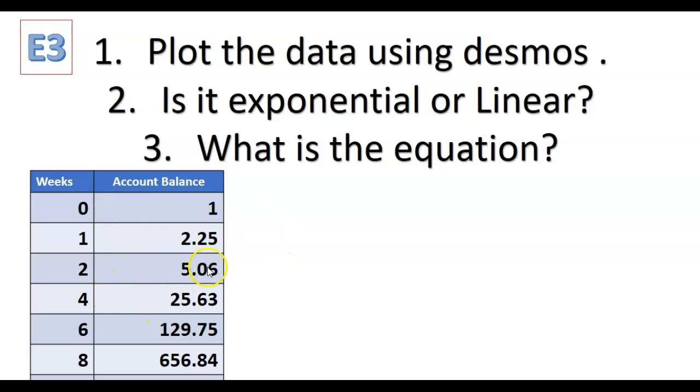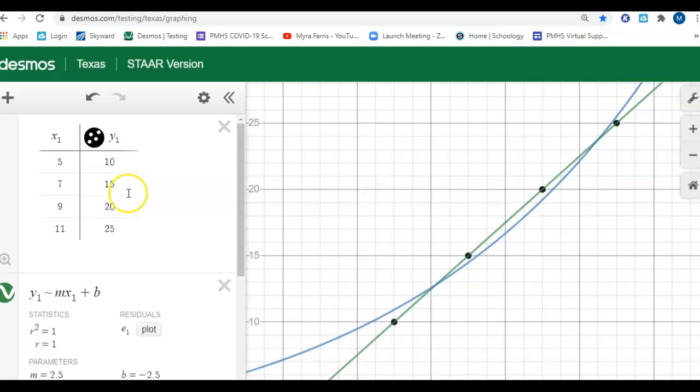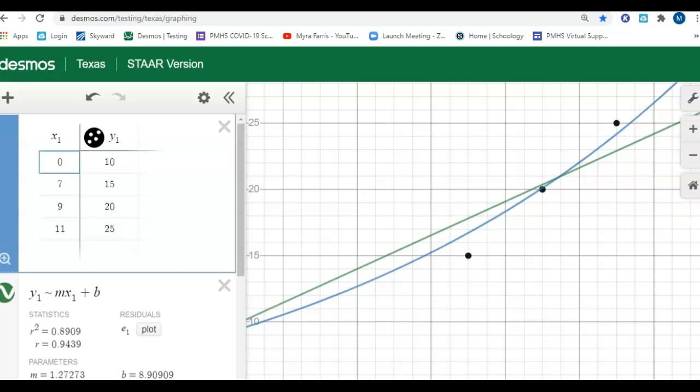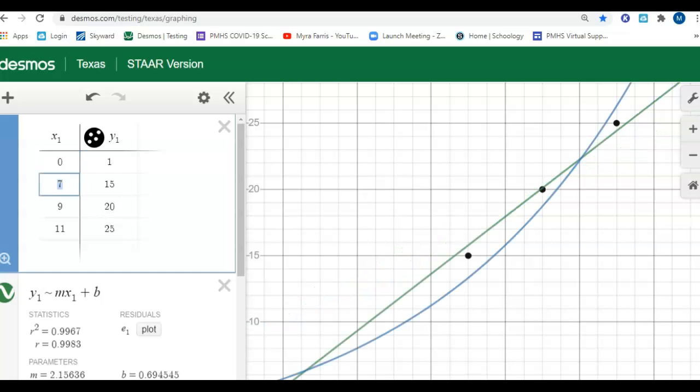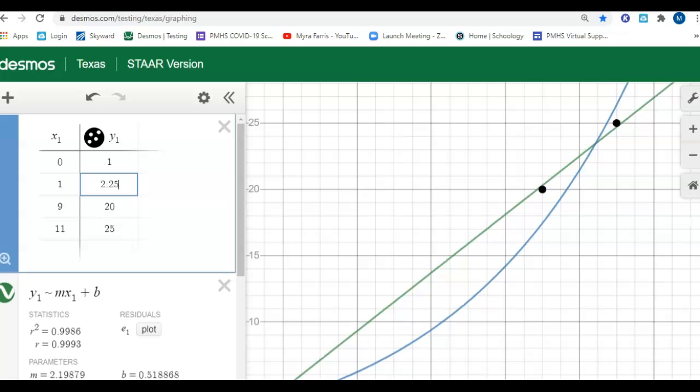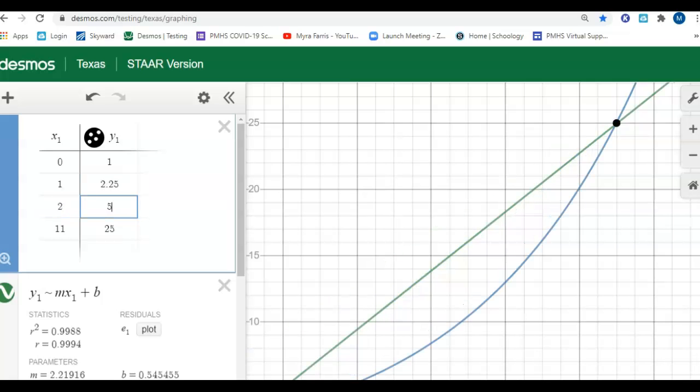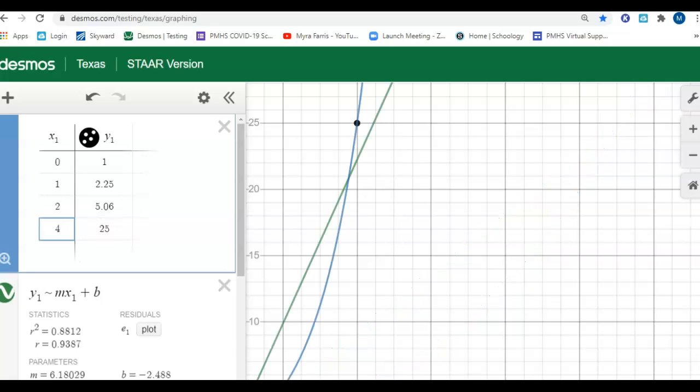Plot the data point using Desmos. Is it exponential or linear? As I showed you in the previous example, it matters if you type it wrong, so please be careful typing in your data. Also notice that the X does not count 1, 2, 3, 4, 5. It starts skipping.